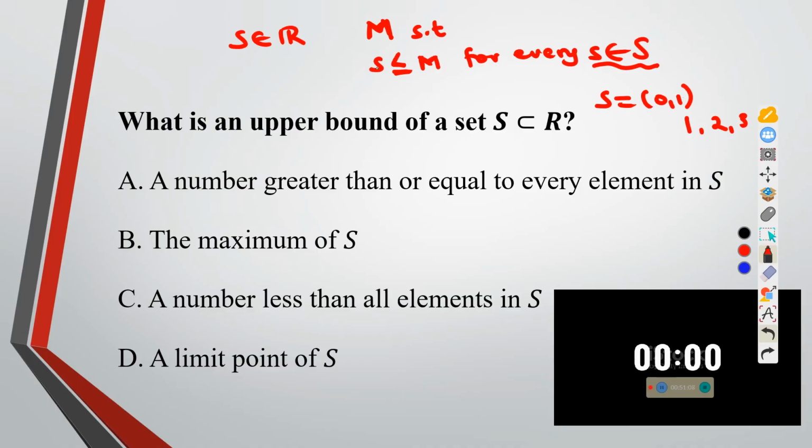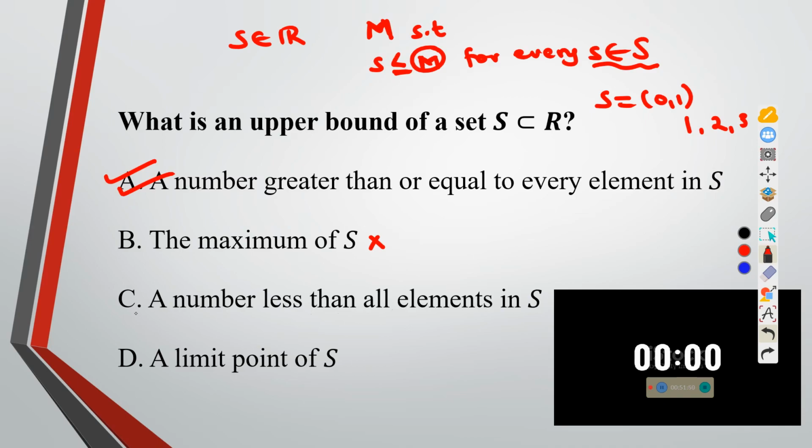So M will qualify to be an upper bound if M is greater than or equal to the elements within this given set. For that case, an upper bound of a set S is a number that is greater than or equal to every element in that set. This is very true. The maximum of S, not necessarily, because the maximum of S must be part of the set, but this M may or may not be part of the set.